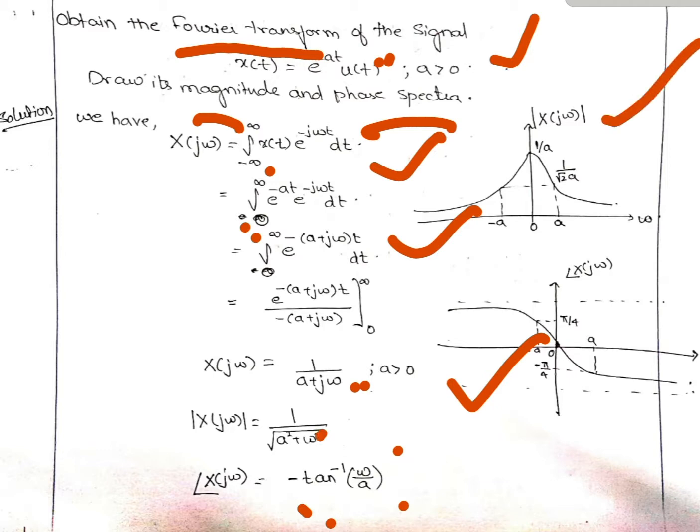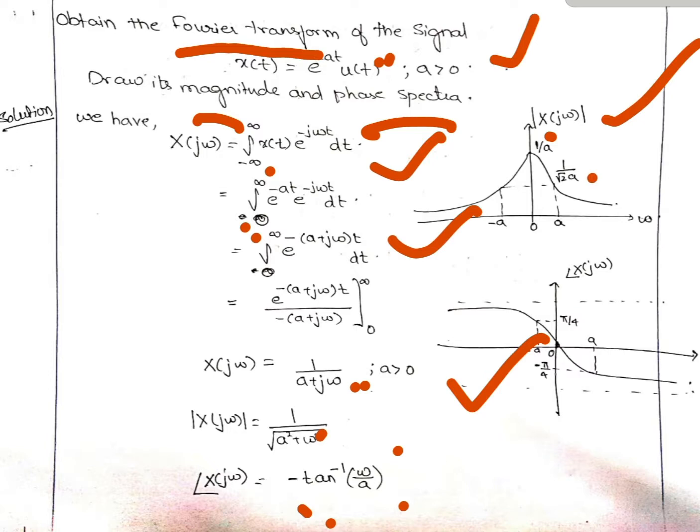First substitute ω = 0, this is nothing but 1/a. Now substitute ω = a, then it will be 1/√(2a²), so 1/a and 1/(√2 a). For −a also it is the same. Sketching this one, for different values of omega you can take some samples and draw the waveform.